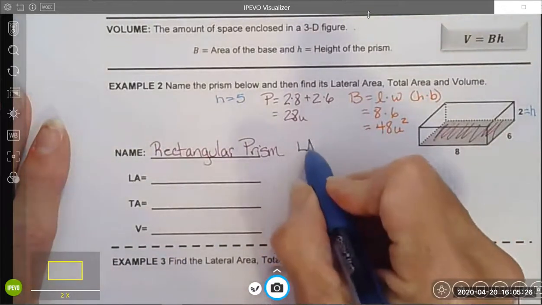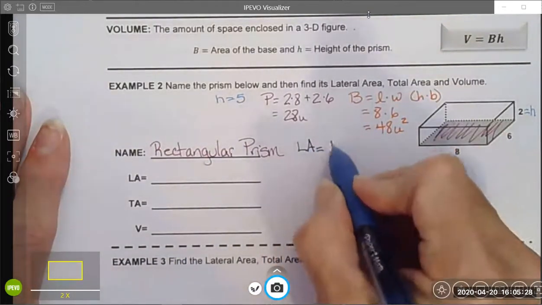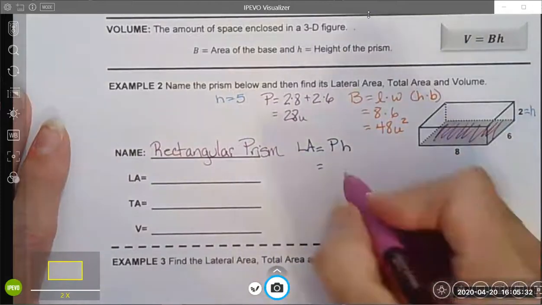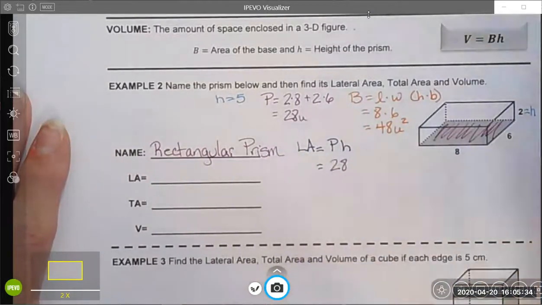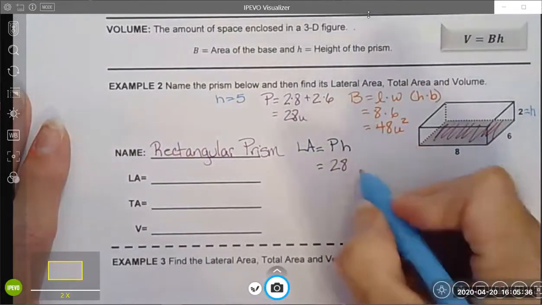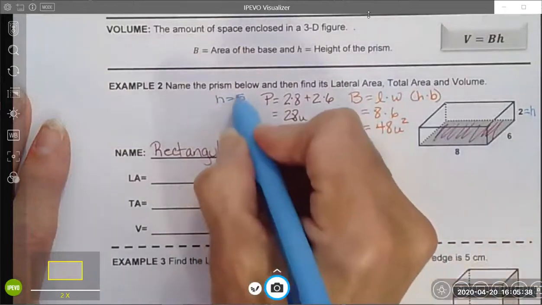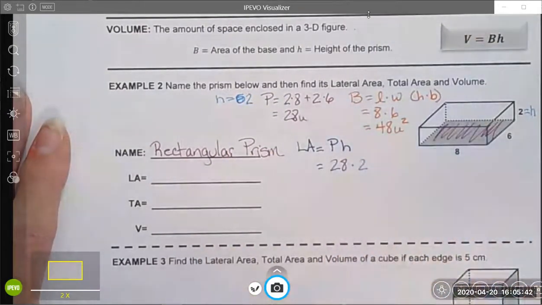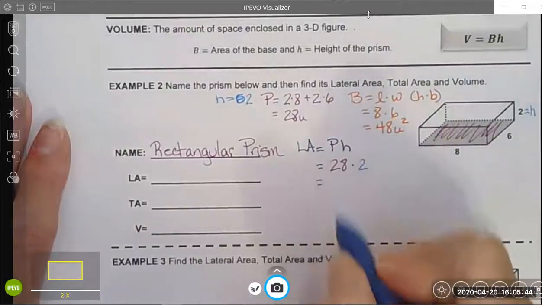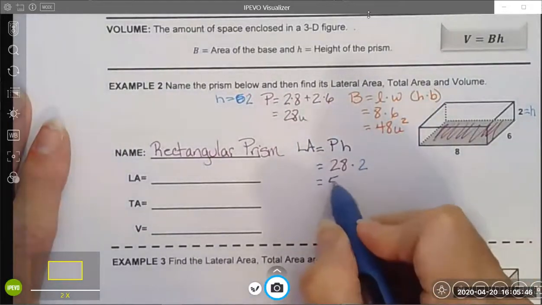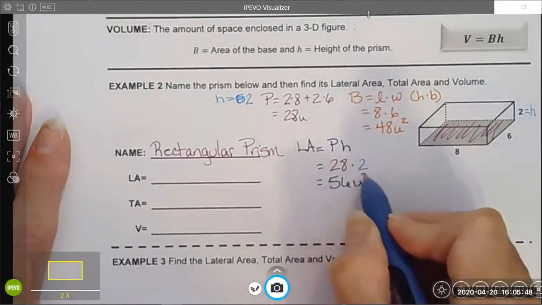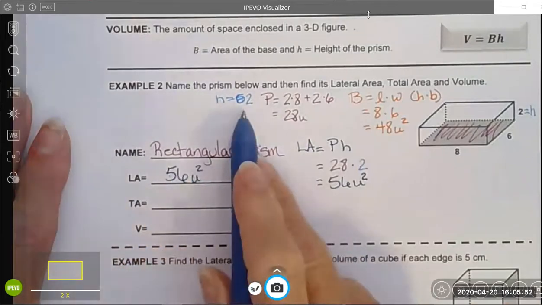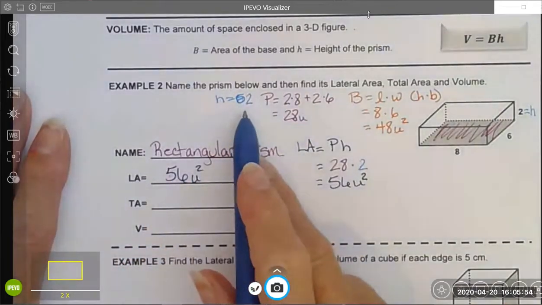So my lateral area, we know, is equal to my perimeter times my height. My perimeter is 28 units. And I am going to multiply that by my height, which I said over here was 5. I'm clueless. It's 2. Silly me. That gives me a final lateral area of 56, and it is area, so it's units squared. I bet that was really bothering some of you, wasn't it?